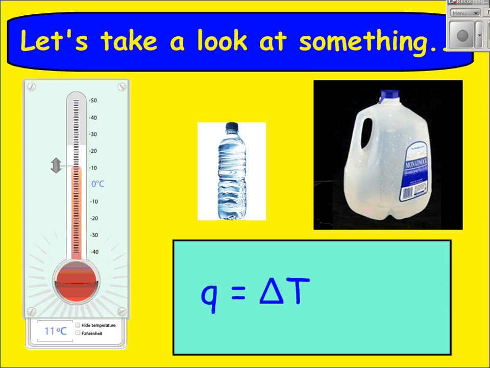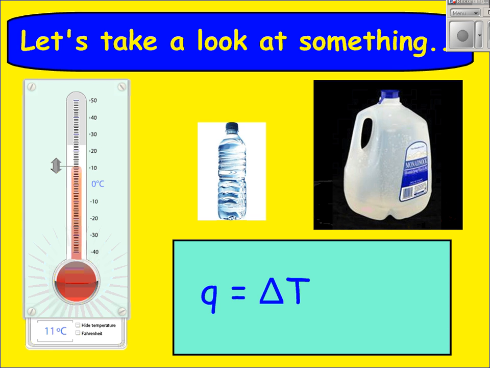All right. Remember, we ended here last time. Q equals delta T, meaning heat equals change in temperature. But take a look at the two cases of water. The first one's a bottle of water. The second one is a gallon of water. Suppose I put in the exact same amount of heat into both containers of water. Would you expect their temperatures to rise equally? No. You would say that the temperature of the water bottle would raise higher than the temperature of the gallon of water. Now, why is that?